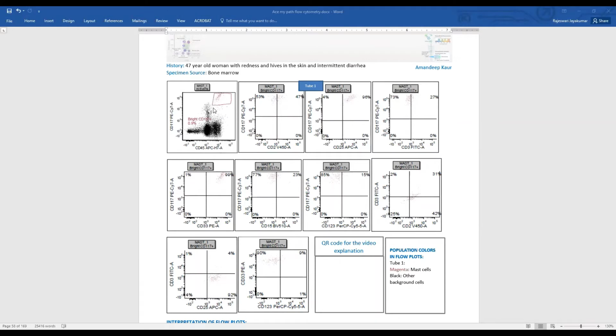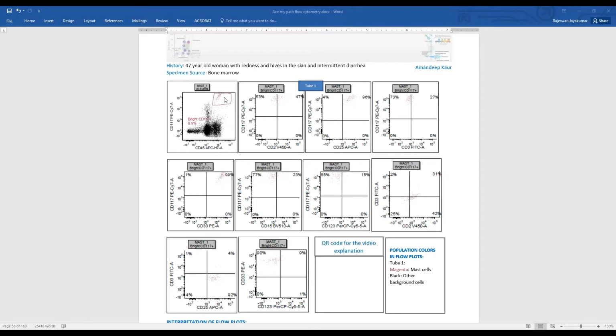And there is a population here that expresses very bright CD117. So 117 is positive on a variety of cells, right? Like your blasts, promyelocytes, and erythroid precursors, all these can be 117 positive. But 117 is brightest in mast cells. So we use 117 to gate the mast cells. So any population that is expressing very bright 117 is gated.